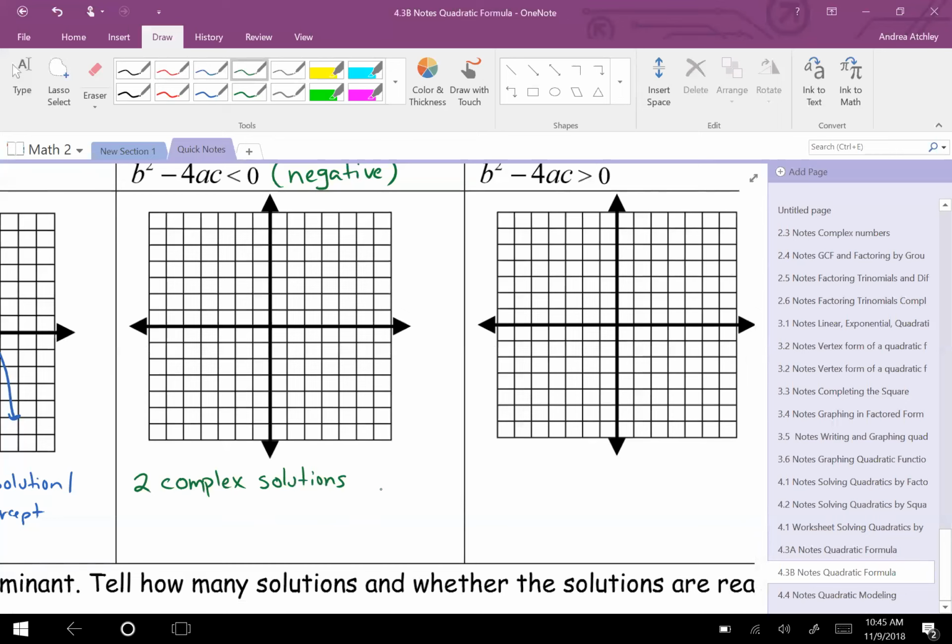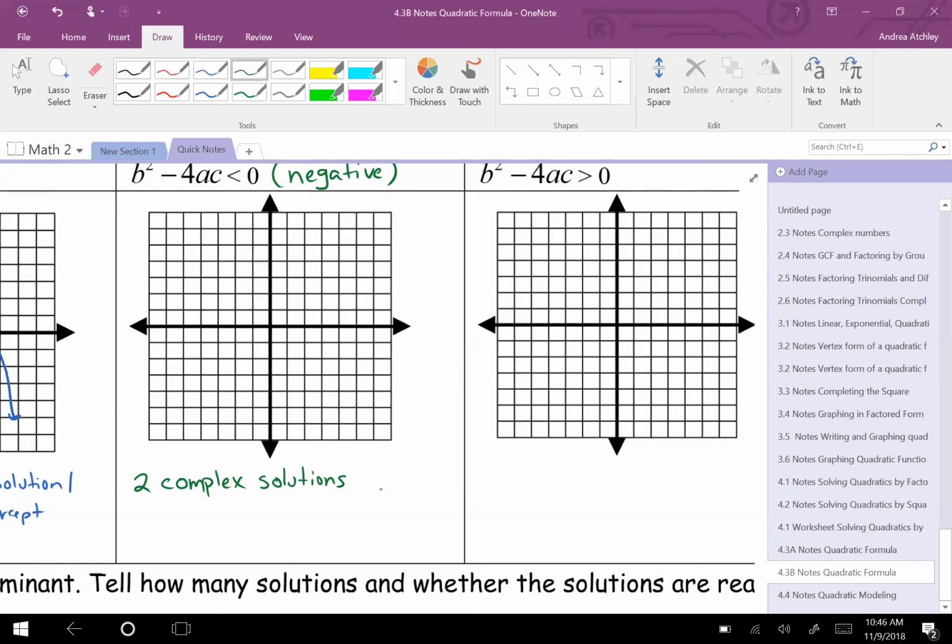Now again, let's think about this. What would the parabola look like? I want to think. If I have imaginary solutions, that means I have imaginary x-intercepts, right? Do I have any x-intercepts then if they're imaginary? No. If I have a complex solution, that means my graph will never cross the x-axis.